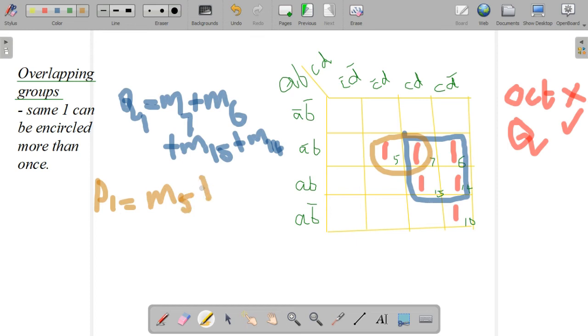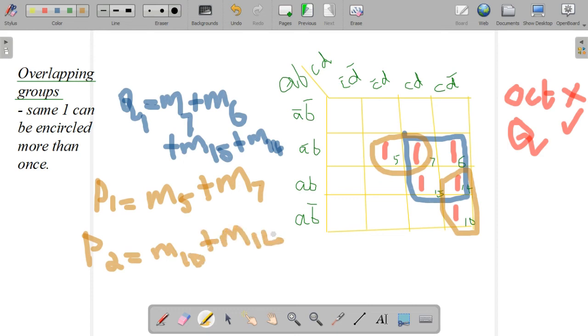So we can make another pair, pair 1, P1 equal to M5 plus M7. Can we? Yes, M5 plus M7. Any other left out values? Yes, one more is there. That is also we can make it as a pair. What is that? Pair 2 equal to M14 plus M10, or M10 plus M14. This is overlapped groups. Overlapping means the same one can be encircled more than once.